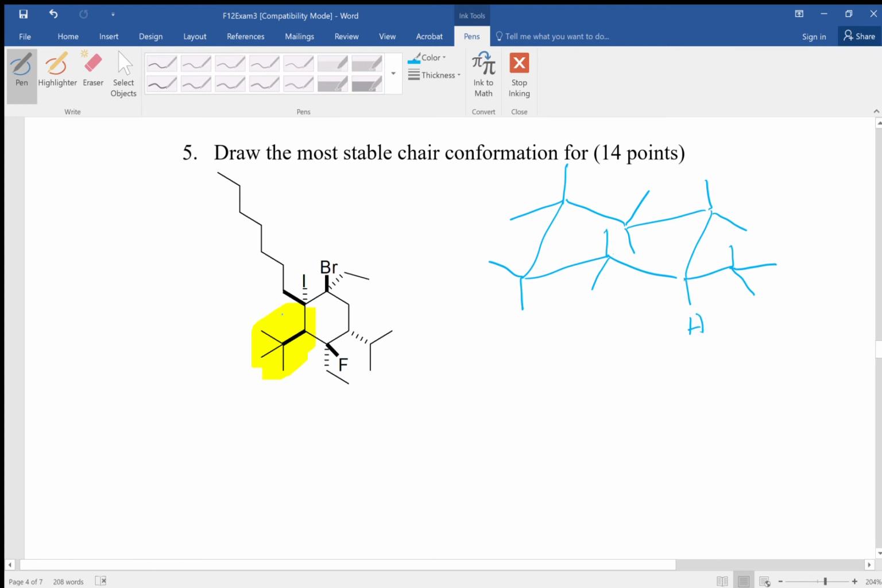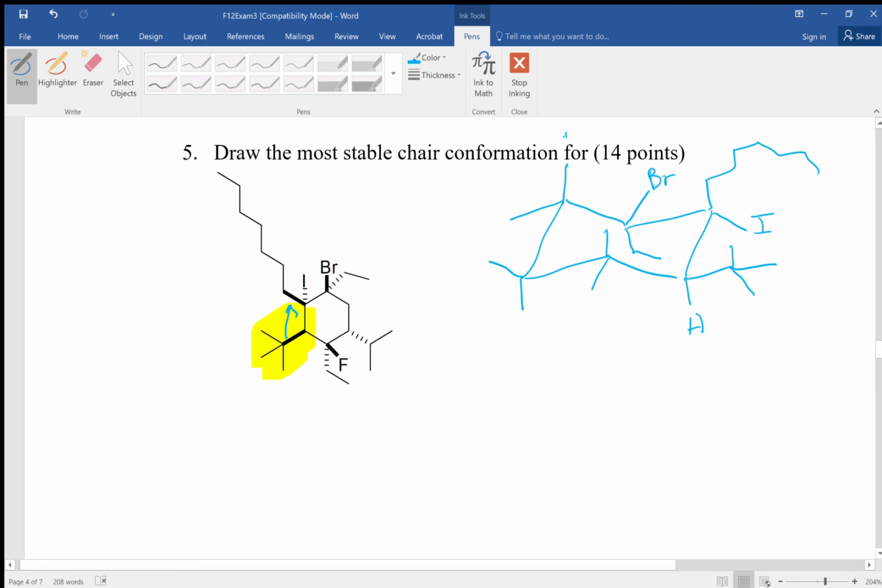Alright, so I'm going to go this way now. The next carbon has an iodine pointing down. That's our equatorial position. And a 7-carbon chain pointing up. We move to the next carbon. We have a bromine up and an ethyl down.